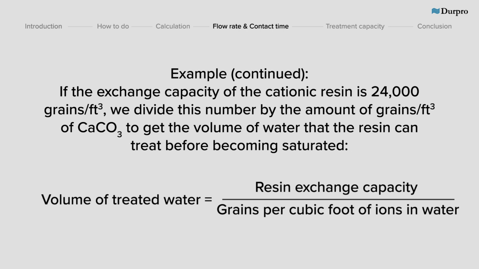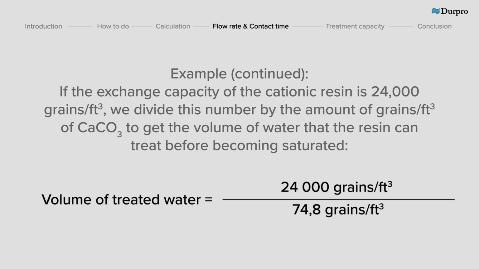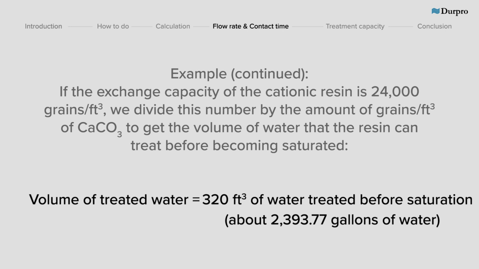Now, if the exchange capacity of the cationic resin is 24,000 grains per cubic foot, we divide this number by the amount of grains per cubic foot of calcium carbonate to get the volume of water that the resin can treat before becoming saturated. So, 24,000 grains per cubic foot of resin divided by 74.8 grains per cubic foot equals approximately 320 cubic feet of water treated before saturation.